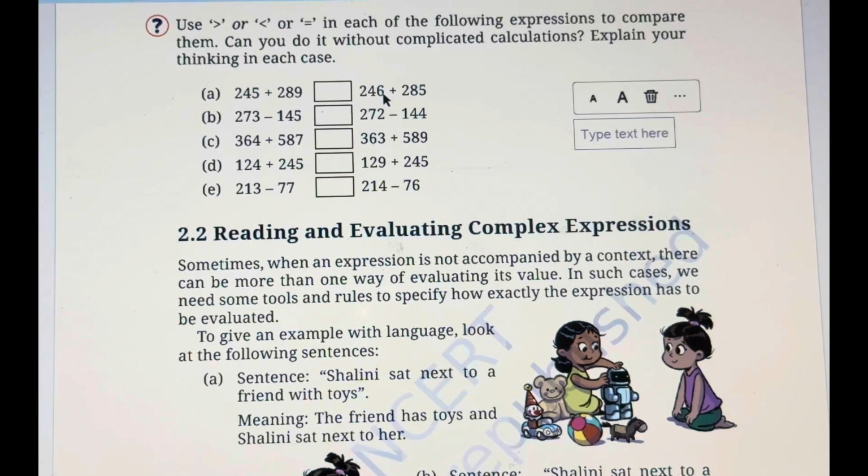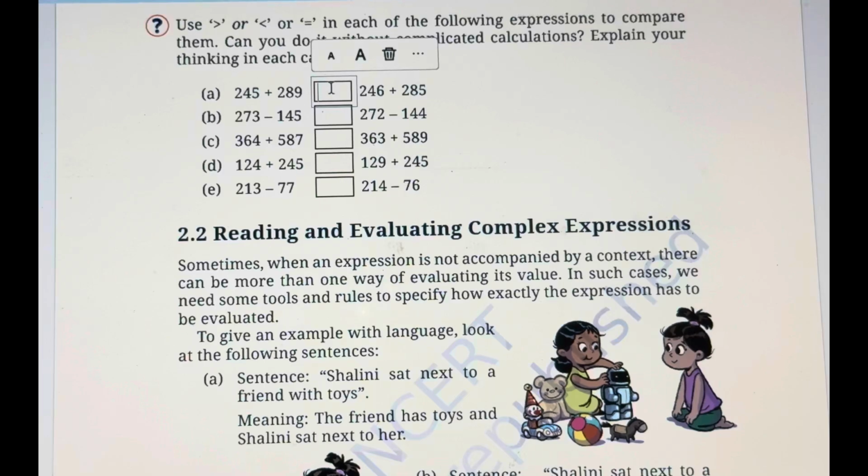245 plus 289, and on the right side it is 246 plus 285. Now what we do, we will try to equate this. From this 289, we remove 1 and make this 246. So this becomes 246 plus 288, and here it is 246 plus 285. So naturally here 288 is more. So the answer would be greater than. So the left hand side is greater. Correct?